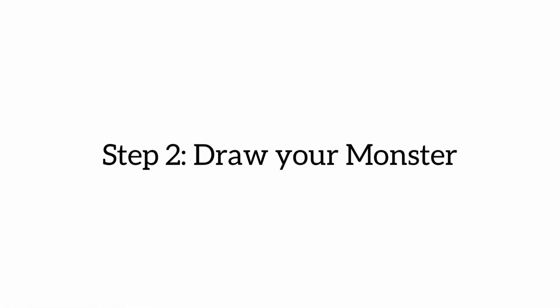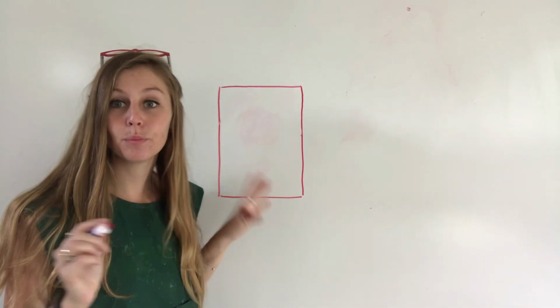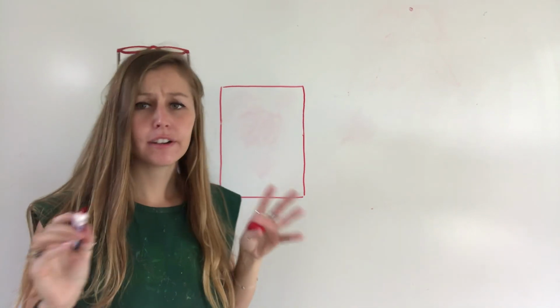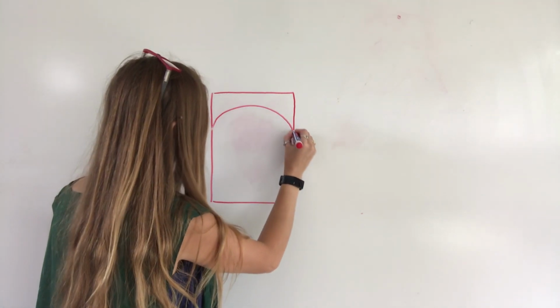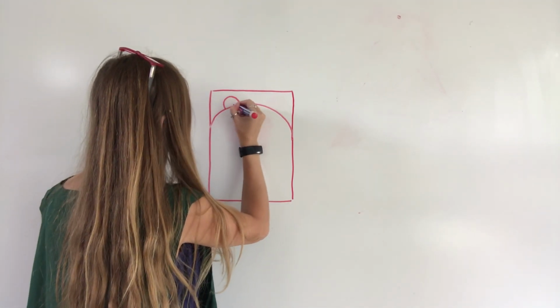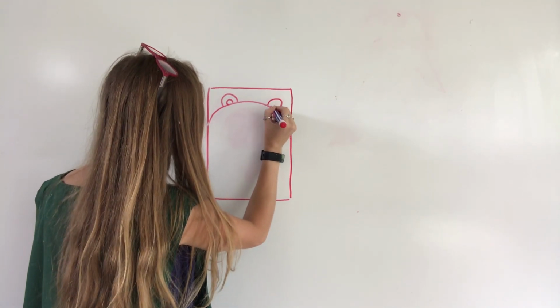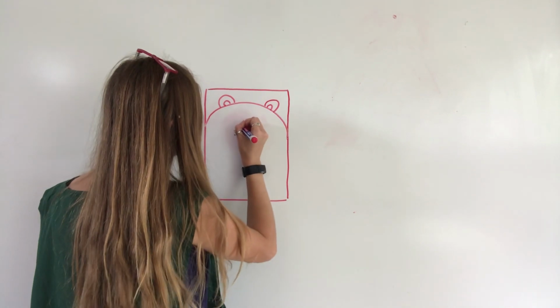Step 2. Draw your monster. So here we are. This is my piece of paper, this red rectangle. Now all you need to do is very, very simple lines. Alright, so I'm going to make this the head of my monster. I'm going to give him some ears because I want him to be a little friendly monster. Funny little ears at the top. And then I'm going to add in some big, big eyes.